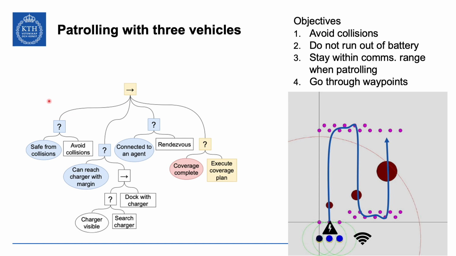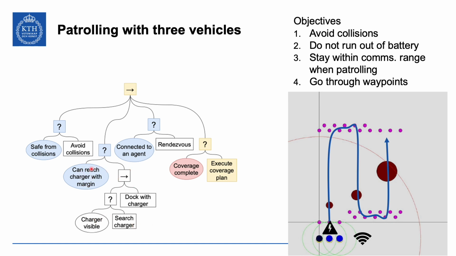So the BT, the control barrier function BT, achieving this looks like this. Avoiding collisions is priority 1, so we're checking if we're safe from collisions. If not, we avoid them. Priority 2 is do not run out of battery, so can we reach a charger with a margin, just like the example right before. And here we have some extra details on the subtree achieving that. We check if the charger is visible. If so, we dock. If not, we do a search pattern. You can have as much detail here as you want, obviously.